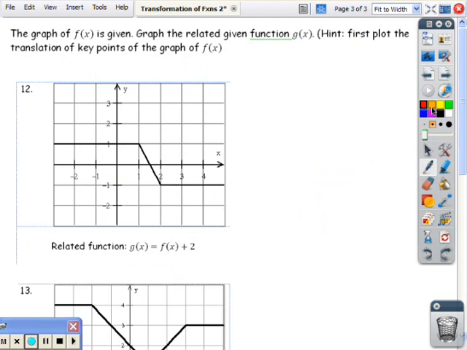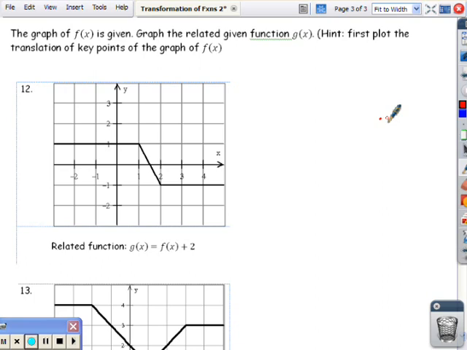Okay, now here the graph of f of x is given. Graph the related given function g of x. Hint, first plot the translation of key points of the graph of f of x. Okay, so this is f of x here. And this is going to be a conceptual exercise. Okay, g of x equals f of x plus 2. Remember, this 2 is happening after the function is being applied. So we're actually going to shift up 2. Or you could say k equals 2. So I want to take this entire graph and shift it up 2.